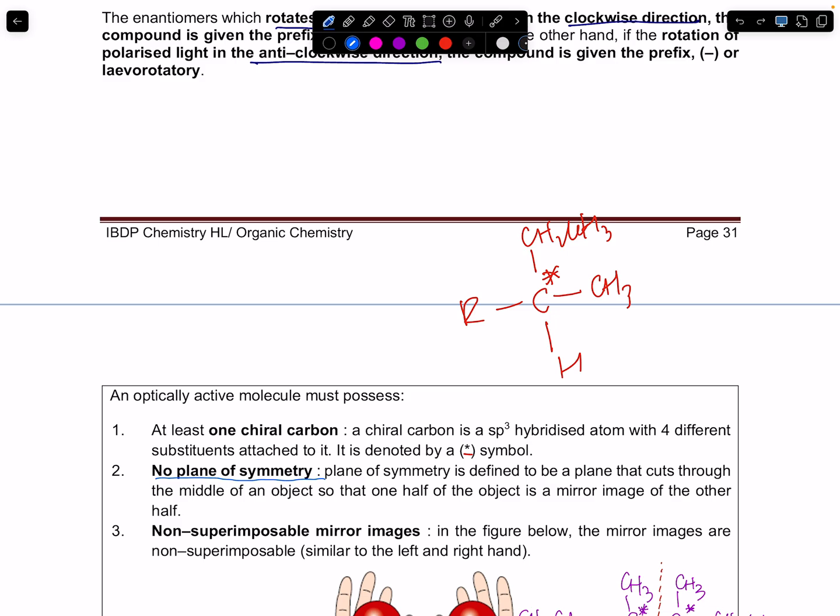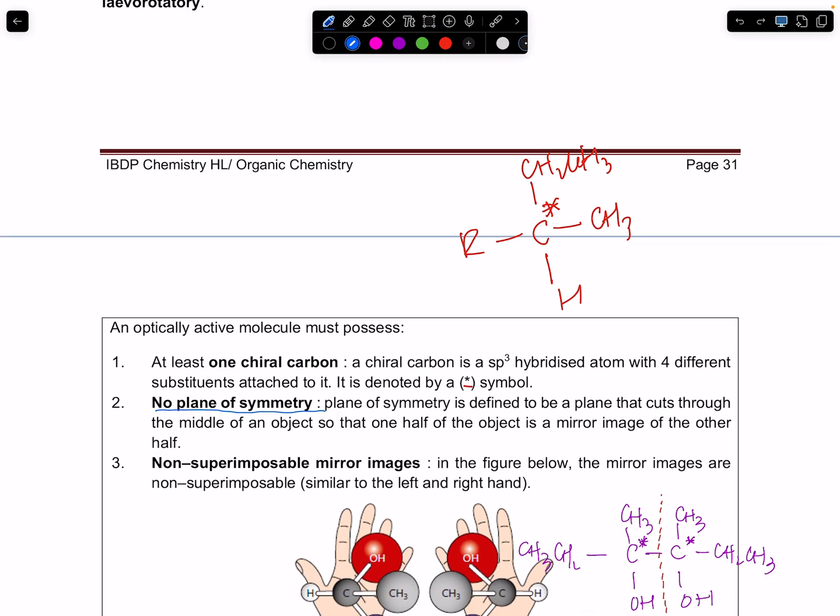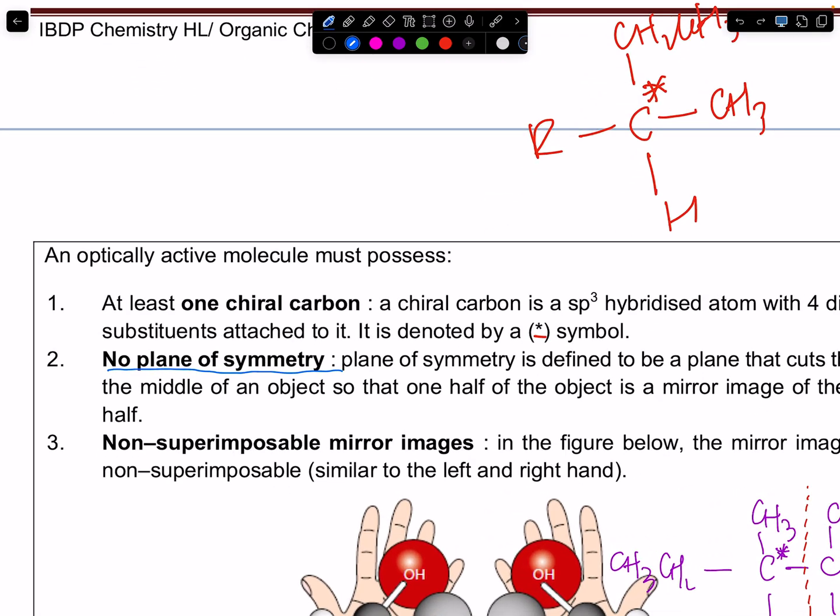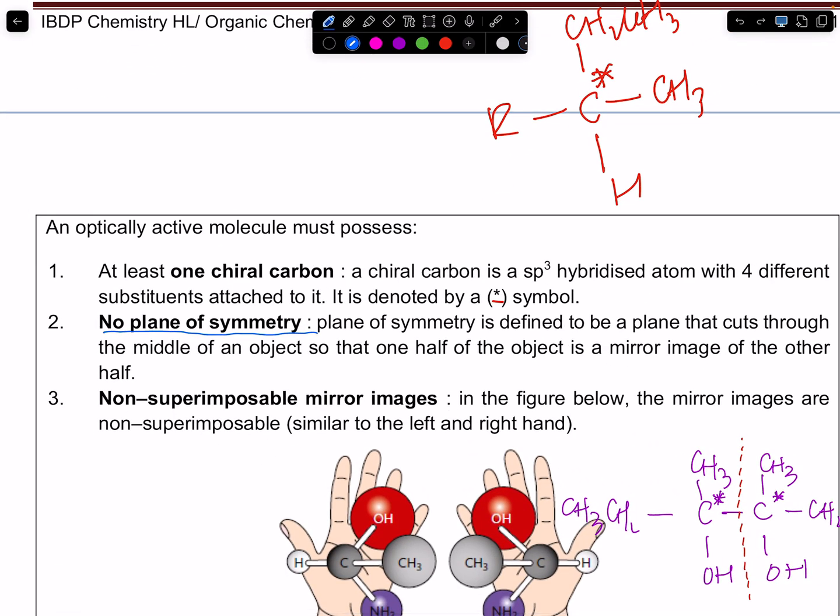Okay, so let's start off with the very first one, guys. The first thing is we need to have a chiral carbon. Turn to the next page. What exactly is a chiral carbon? A chiral carbon is an sp3 carbon bonded to 4 differing groups. So a chiral carbon is an sp3 hybridized carbon bonded to 4 differing groups.